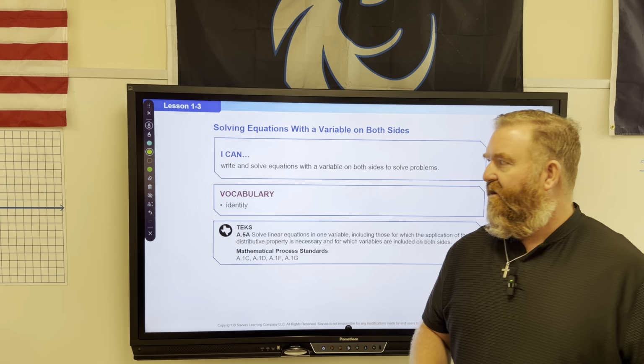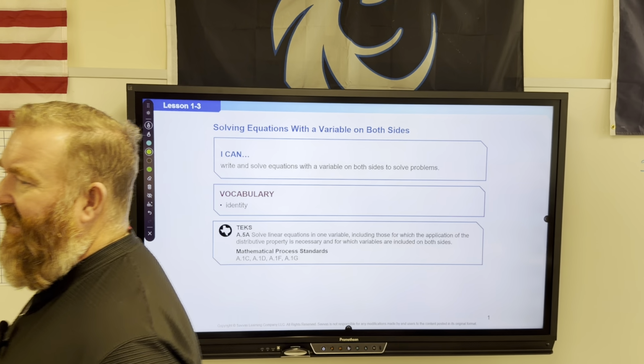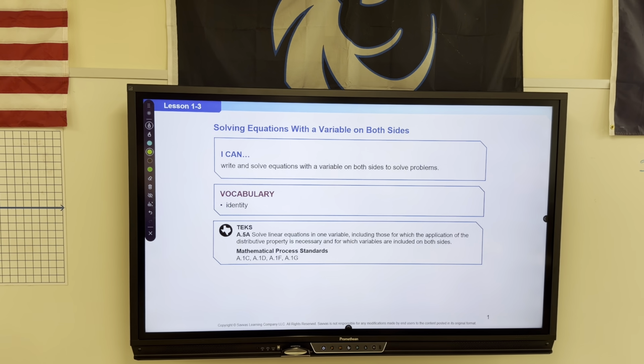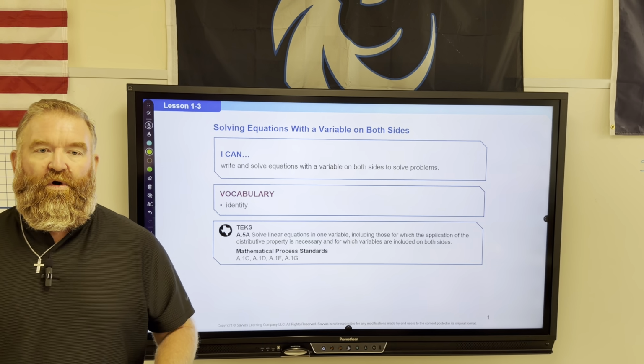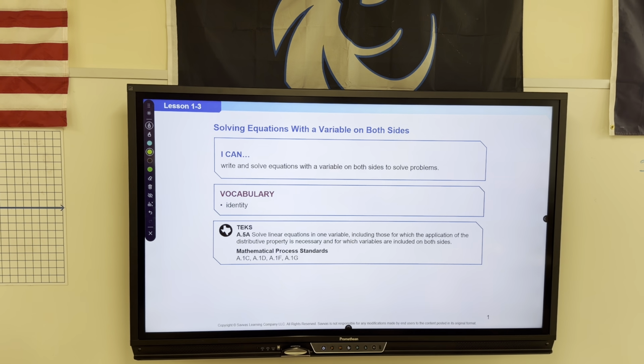All right, here we go. Here's what we're doing today. Here's our goal. Here's our I can statement. You are going to be able to write and solve an equation with a variable on both sides to solve problems. Now, the problems that you're going to solve today, it's going to seem like a whole lot of work. It's not, okay? I am not going to give you some math ninja voodoo stuff where you have to learn some new material. We don't have to do anything new today.